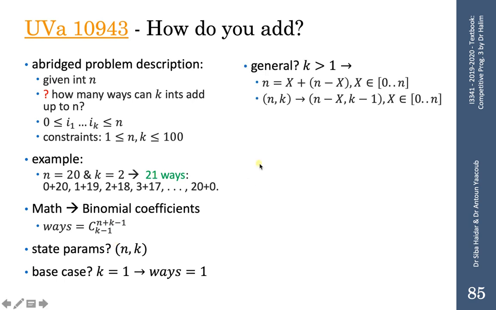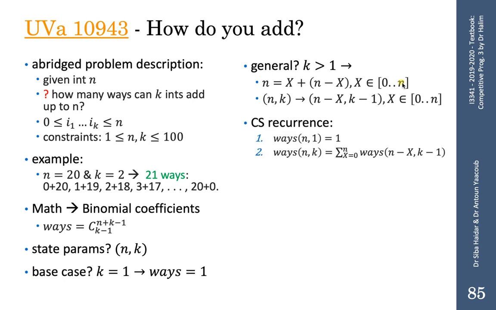What is the general case? For k strictly greater than 1, you subtract x from n, and it will become the state n minus x and k minus 1, since you used x. This is one number. And this is one option. How many options do we have? You can vary x from 0 to n, so this is n plus 1 options. So this is the complete search recurrence, the base case, and the general case, which is ways of n, k equals the summation from x equals 0 to n of ways of n minus x, k minus 1.